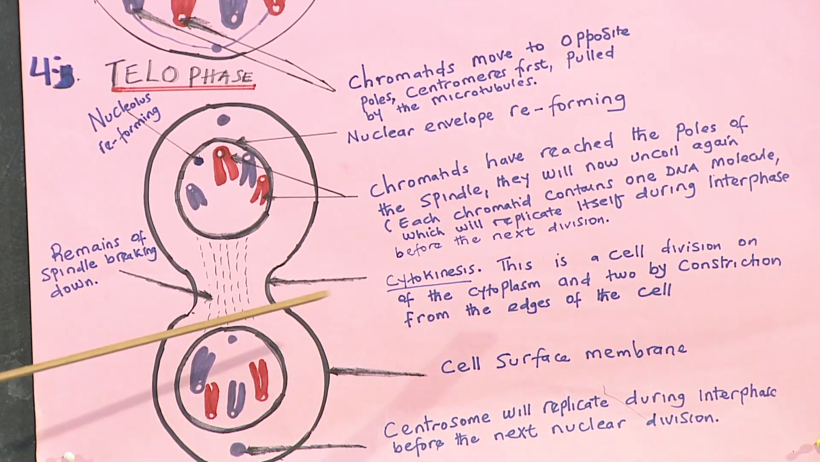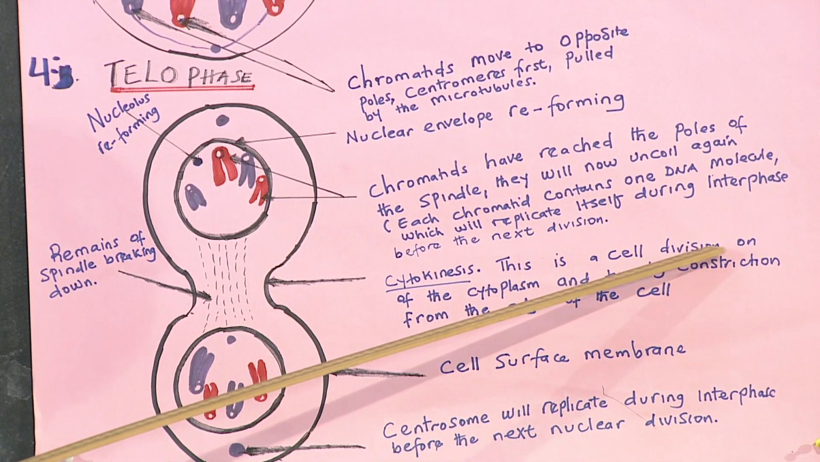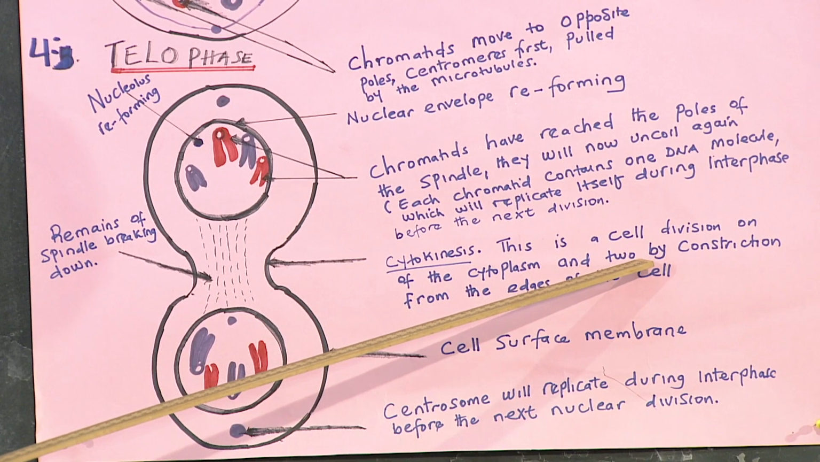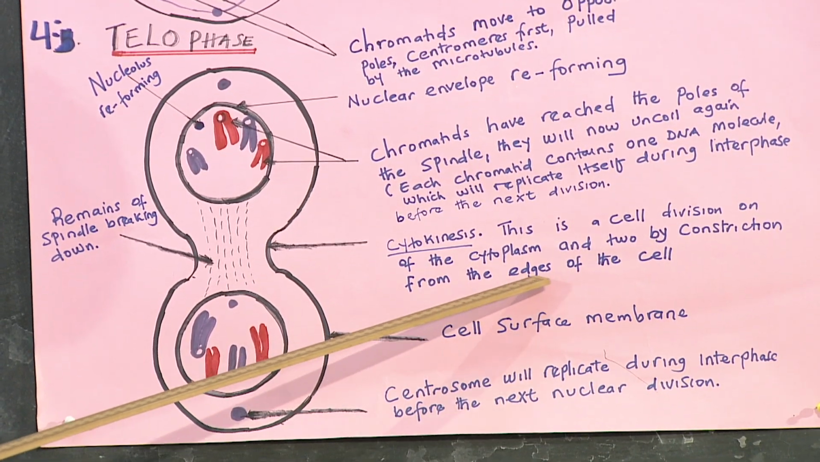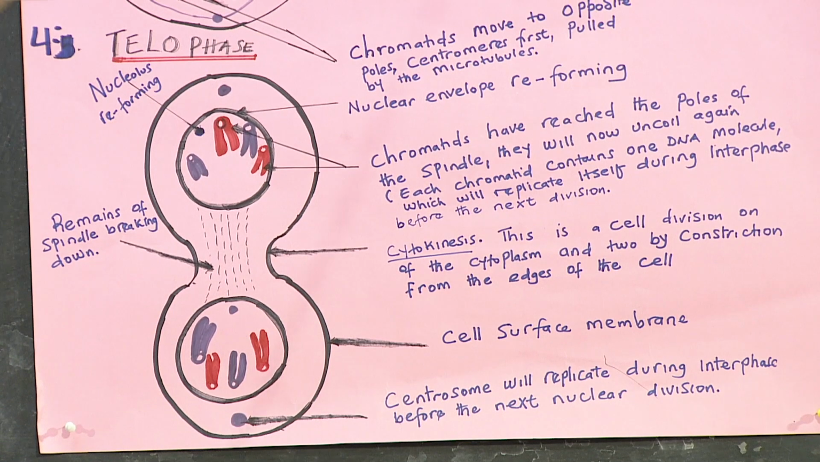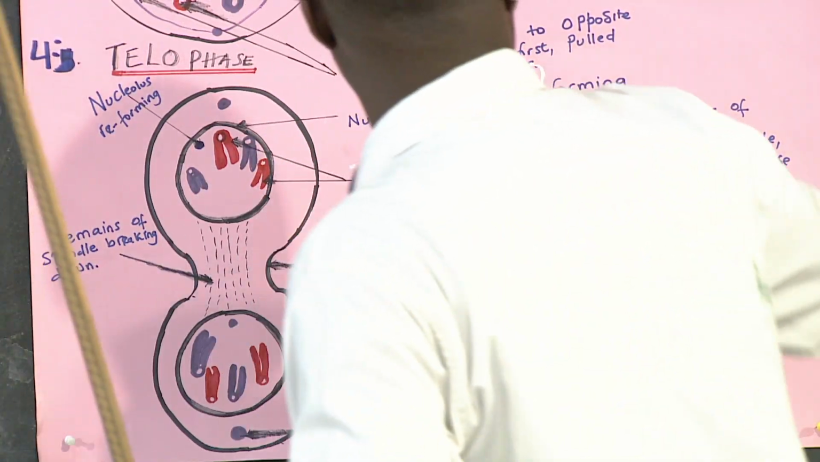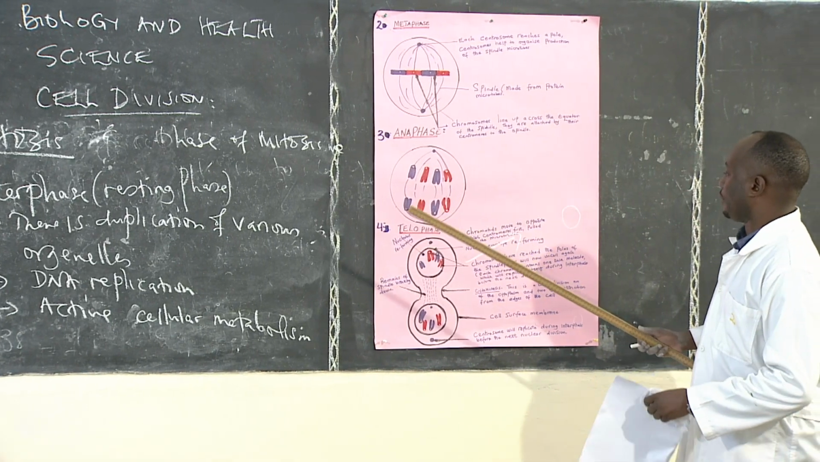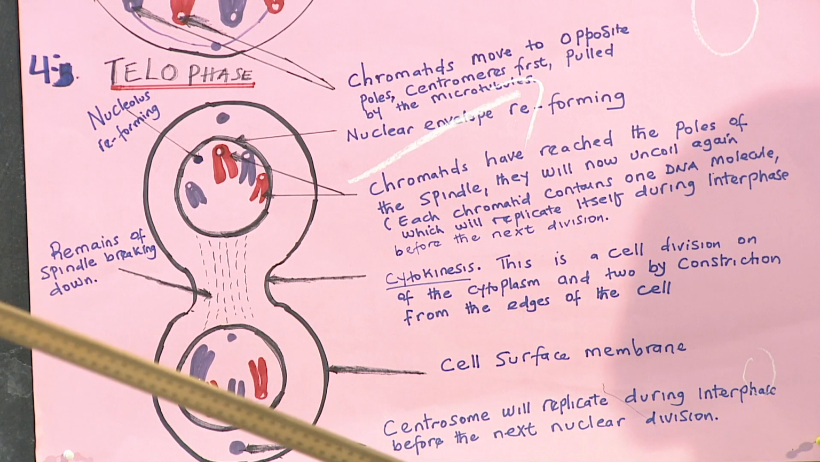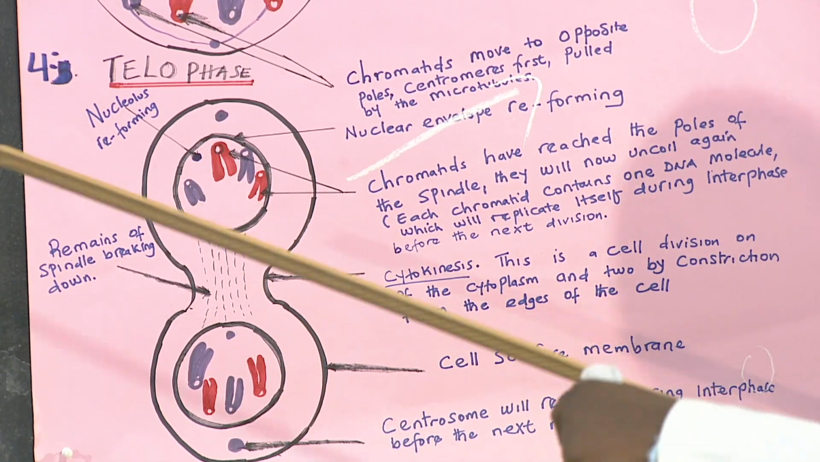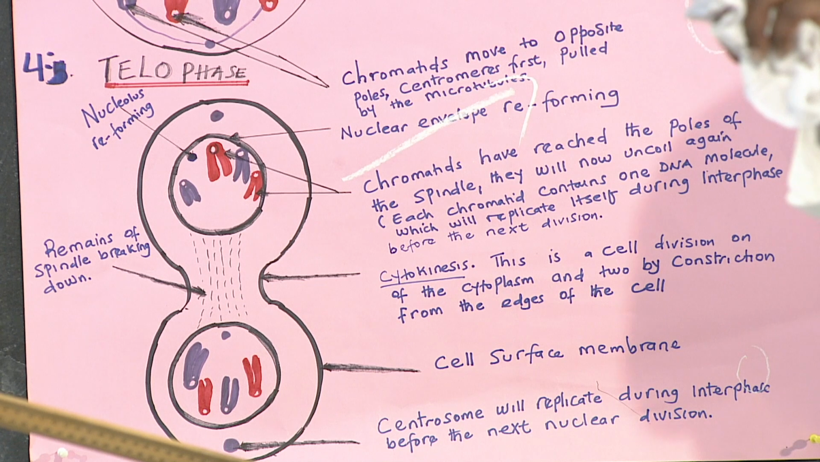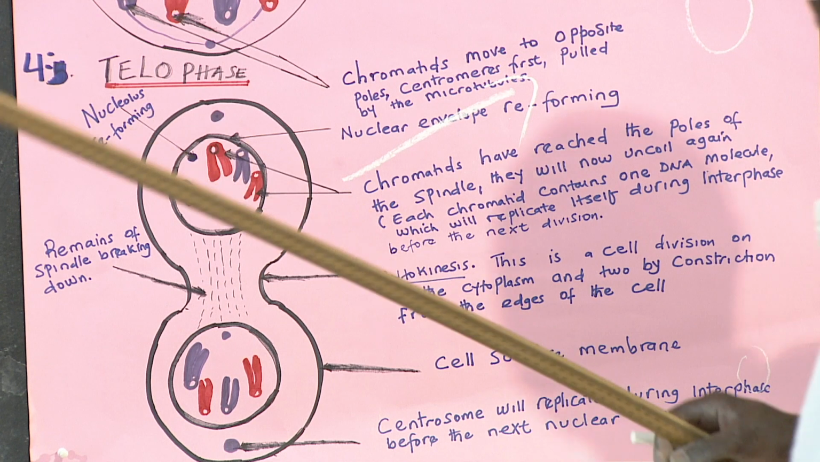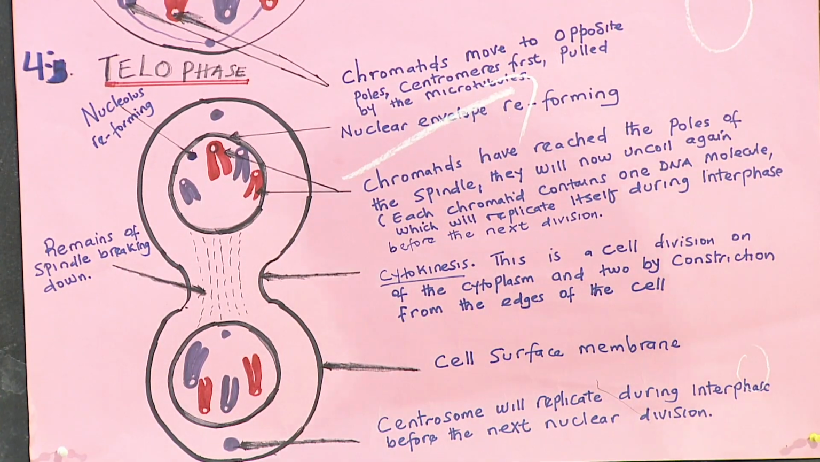Cytokinesis is the cell division of the cytoplasm, with constrictions from the edges of the cell, and after dividing we are going to have two daughter cells, one cell here and one cell here. So what characterizes that phase is cytokinesis, the constriction and separation of the cytoplasm to form two daughter cells, and those two daughter cells must have an equal number of chromosomes. Good. So that is what we are talking about, mitosis.